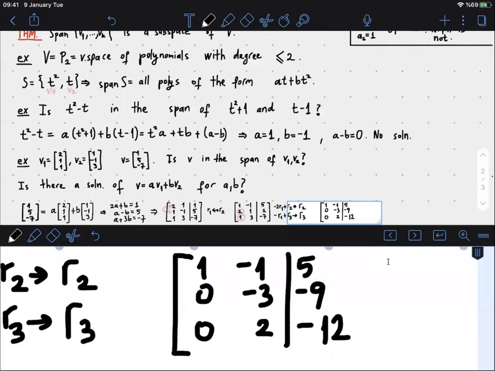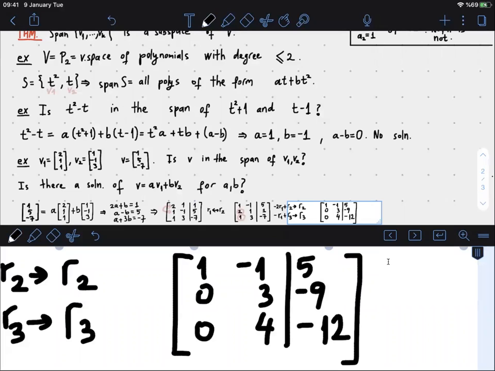Minus 3 will be... Ah, you're right. But does it change? I'm not sure. Okay, let me do the computation again. Minus 2, minus 9. Oh, this will be 4, right? Okay, now this is correct. Now everything is good.